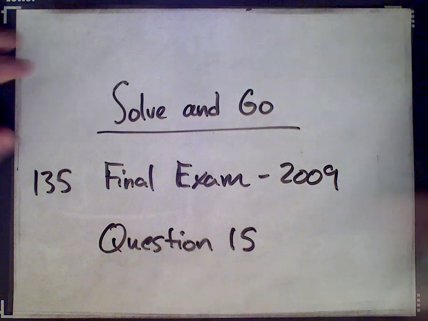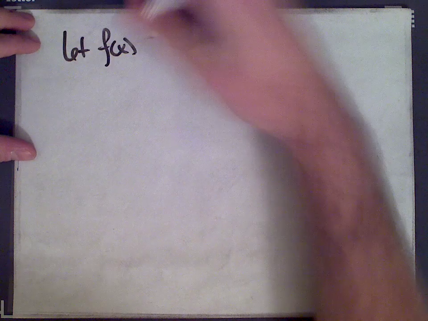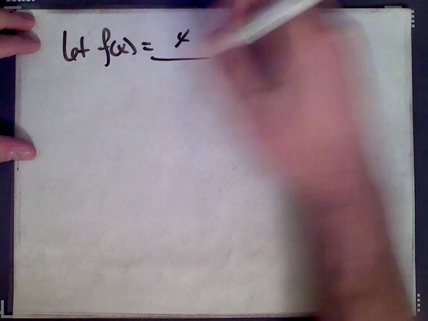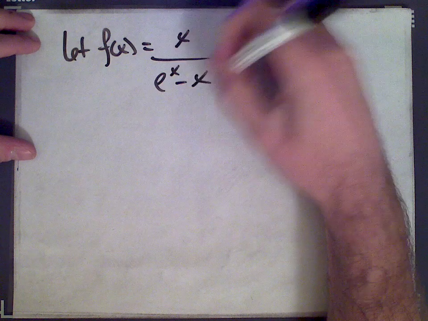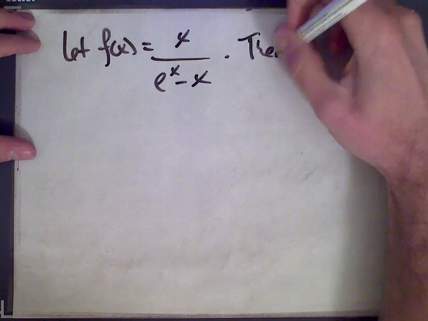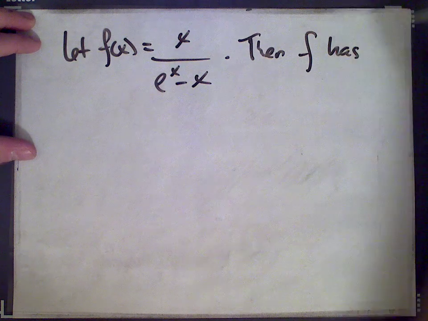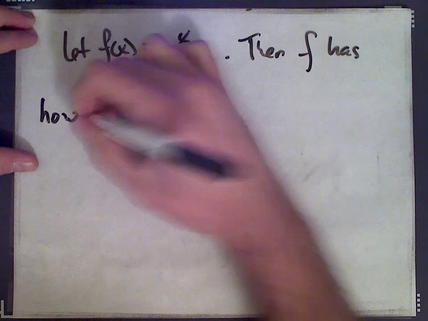2009. This question is about asymptotes. So let f of x equal x over e to the x minus x. Then f has how many asymptotes?